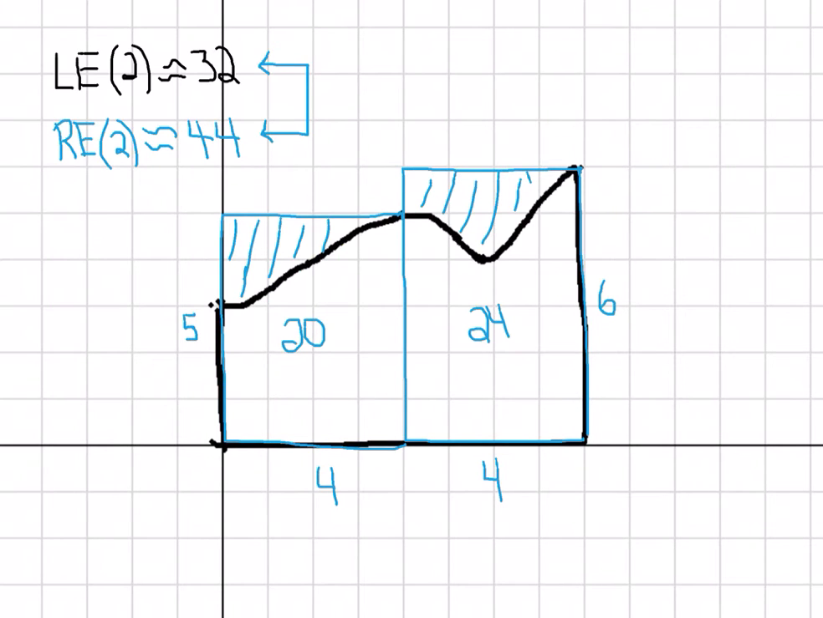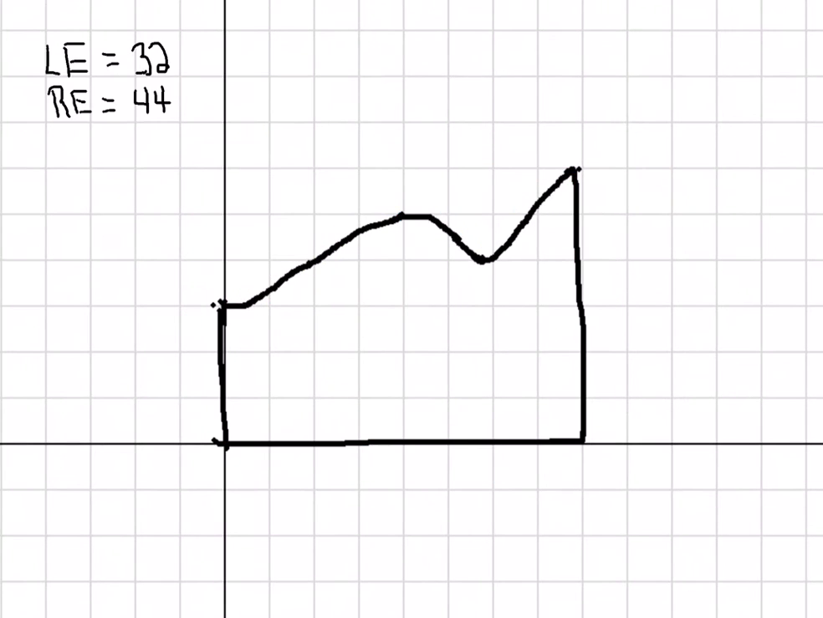Now, let's continue to push this forward. All right, so from the left end, we found 32, and that was an underestimate, not enough. We found from the right end, 44, and that was a little bit too much. So what can we do? Because that's a difference of 8 there. That could be big. We want to try to get better than that.